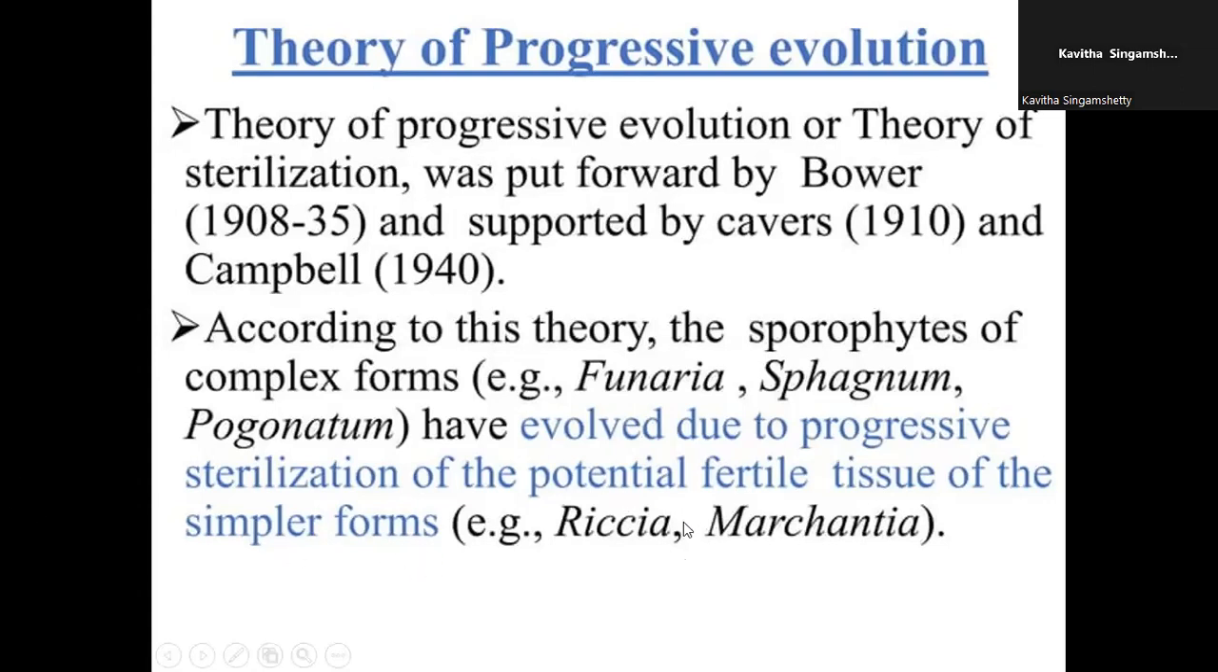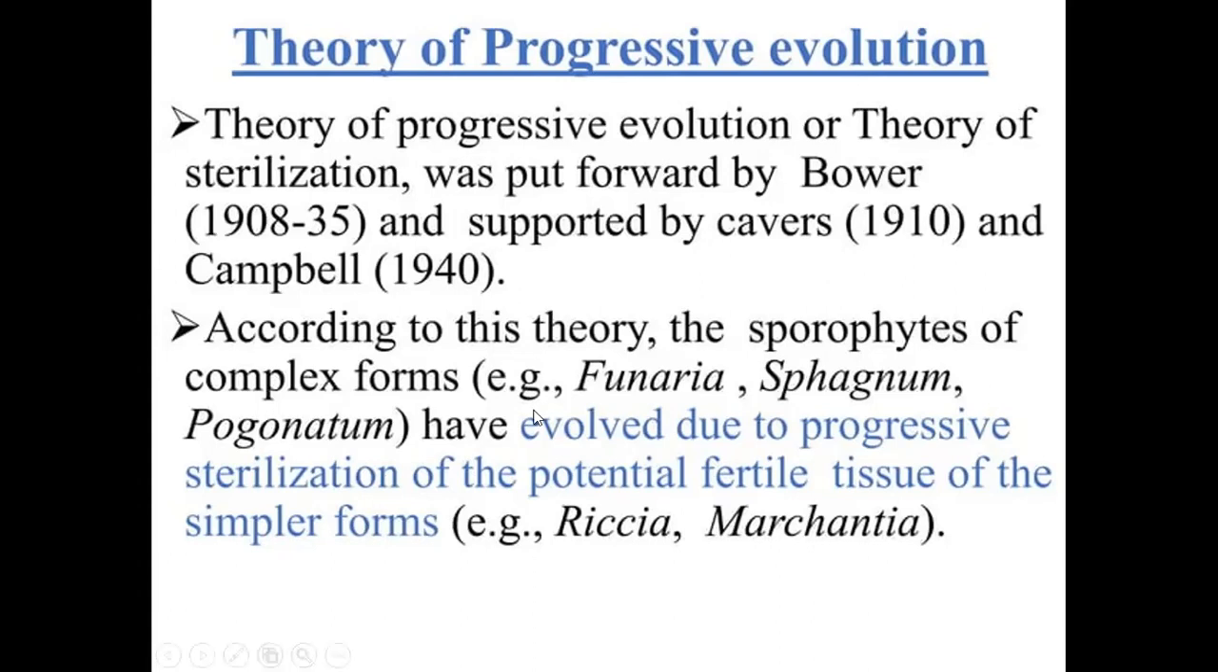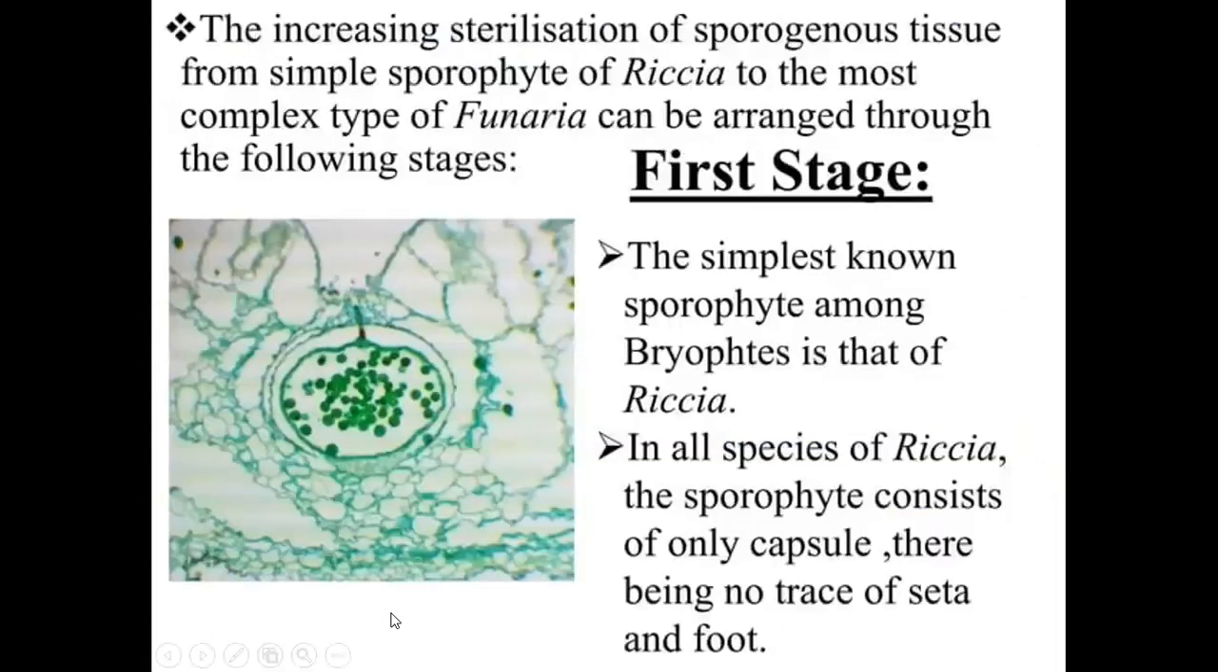Now, what does it mean? Gradually, sterile tissue will be developed. The complex sporophyte, which has a highly developed capsule region in Funaria or Polytrichum, and a long seta or a bulbous foot embedded in the gametophytic tissue, all that sporophyte evolved due to the progressive sterilization of the fertile tissue from the simpler forms, like Riccia and Marchantia.